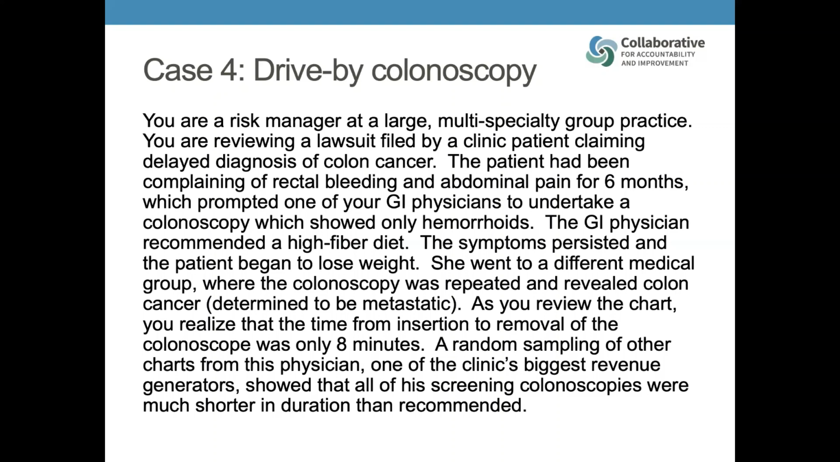The patient had been complaining of rectal bleeding and abdominal pain for 6 months, which prompted one of your GI physicians to undertake a colonoscopy that showed only hemorrhoids. The GI physician recommended a high-fiber diet, but the symptoms persisted. The patient began to lose weight. She went to a different provider outside your clinic, got another colonoscopy, and it revealed metastatic colon cancer.